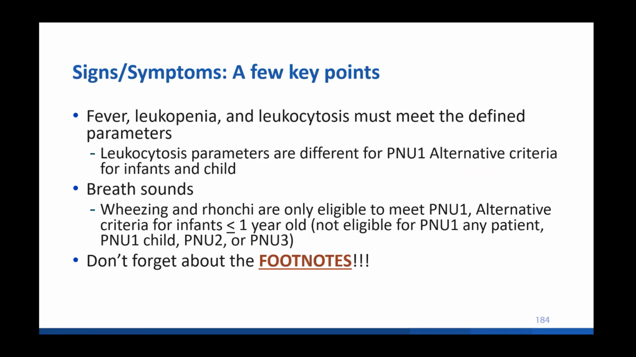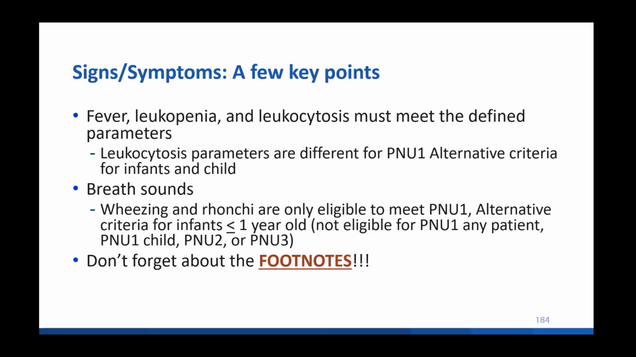There are a few more key points about the signs and symptoms element that I want to highlight. Fever, leukopenia, and leukocytosis must meet the defined parameters within the algorithm. And do note that the leukocytosis parameters are different for pneumonia 1 alternative criteria for infants and for the pneumonia 1 alternative criteria for child.